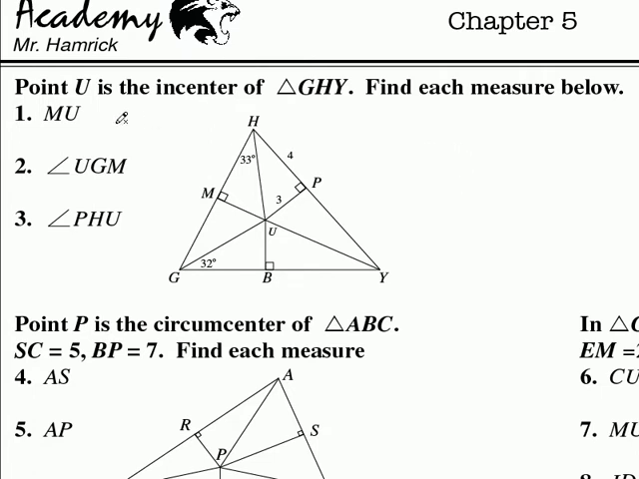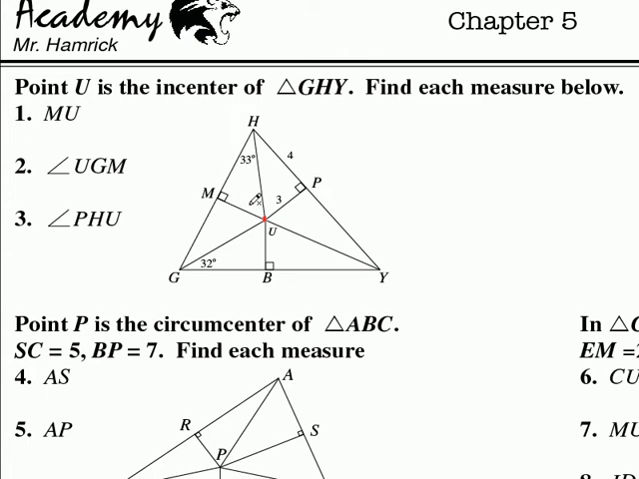Okay, here we go. So it says point U is the in-center. What does the in-center mean? It means it's perpendicular to all these sides. So what's true about this point right here? Let's make this a different color. This point right here, if it's perpendicular to all three sides, okay? It's not a perpendicular bisector, is it? It's an altitude. Okay, so it's perpendicular to all three sides.